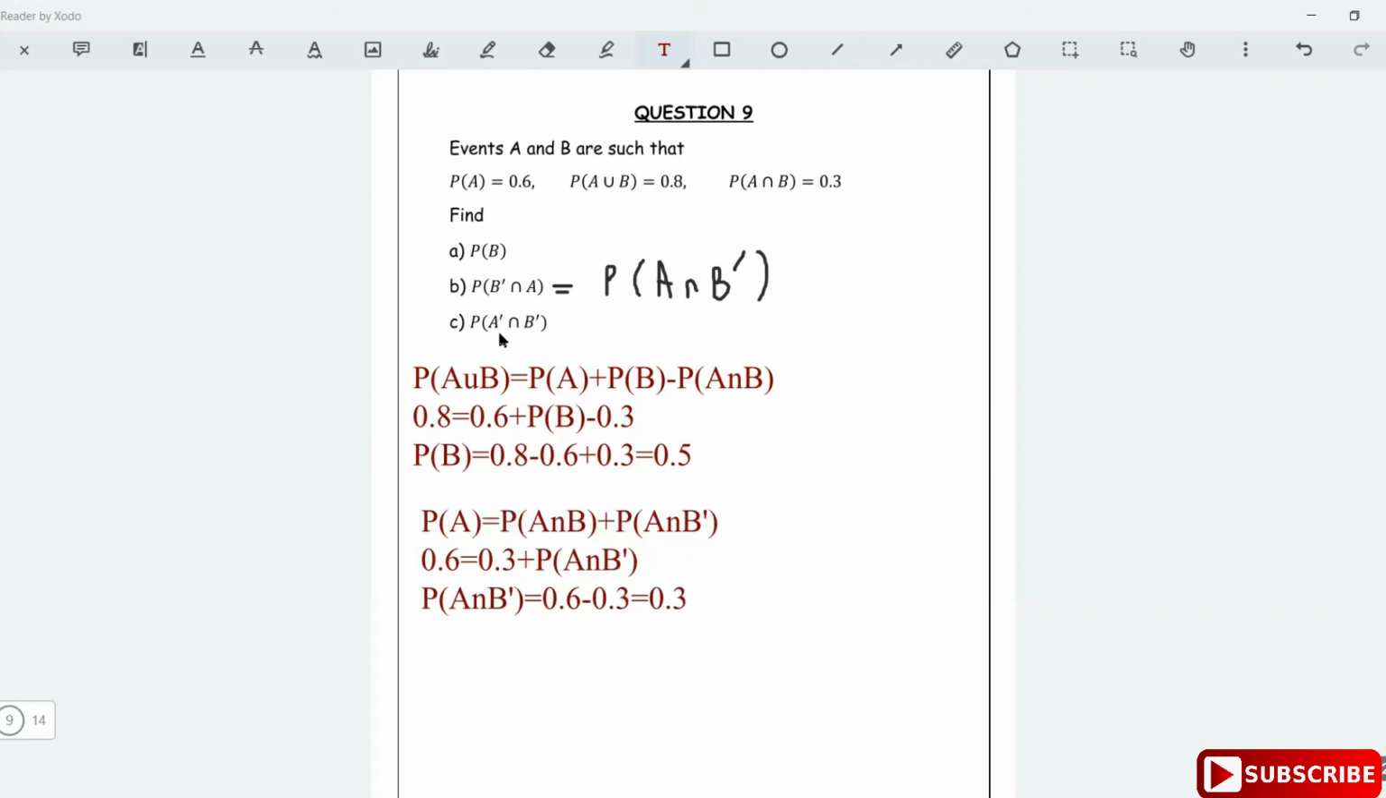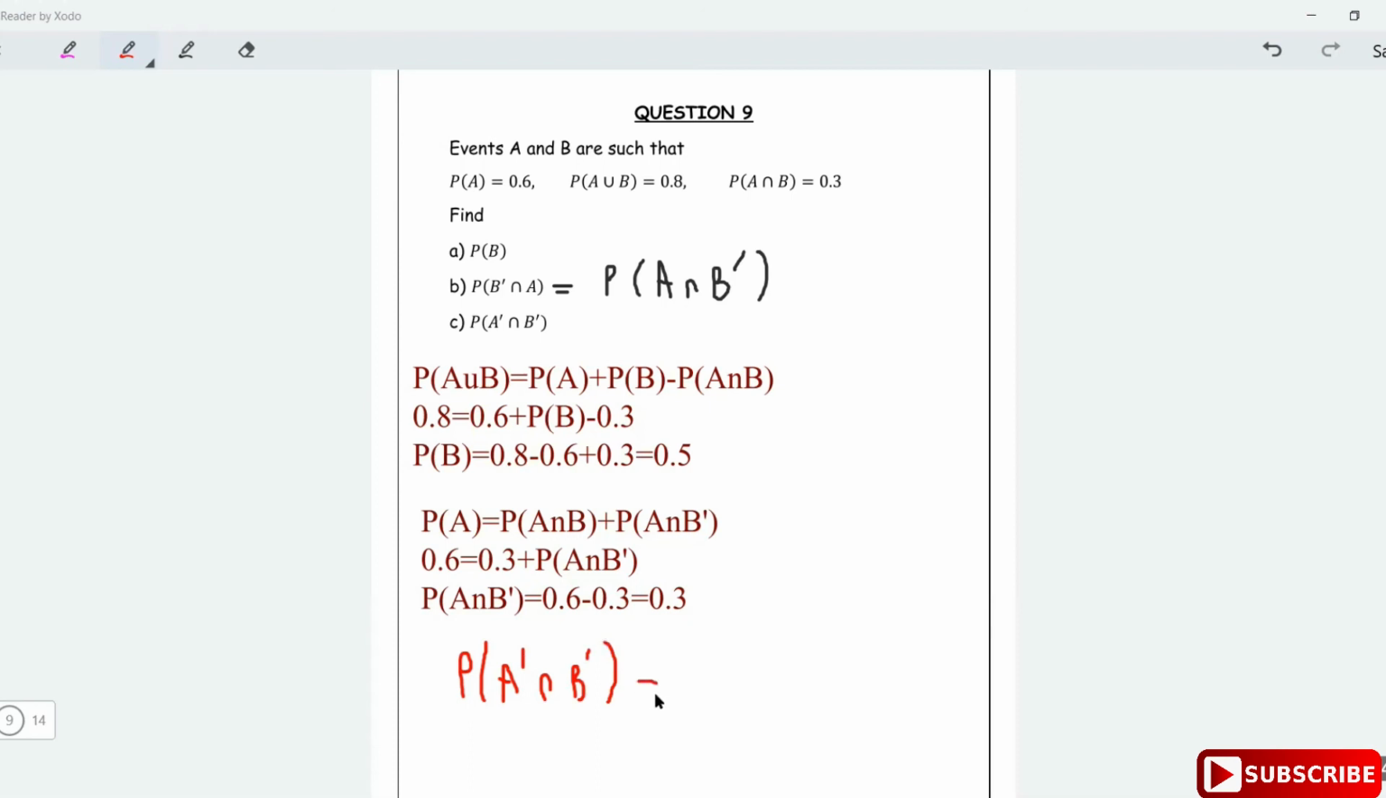Nice. Then we need the probability of A complement intersect B complement. First thing we need to know is that the probability of A complement intersect B complement stems from De Morgan's law, and De Morgan's law tells us that this is equal to the probability of the complement of A union B. This is what we're finding.